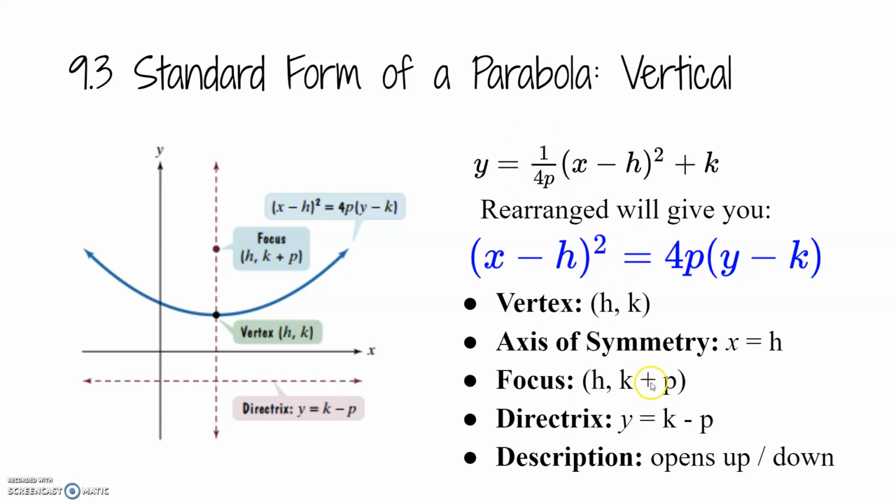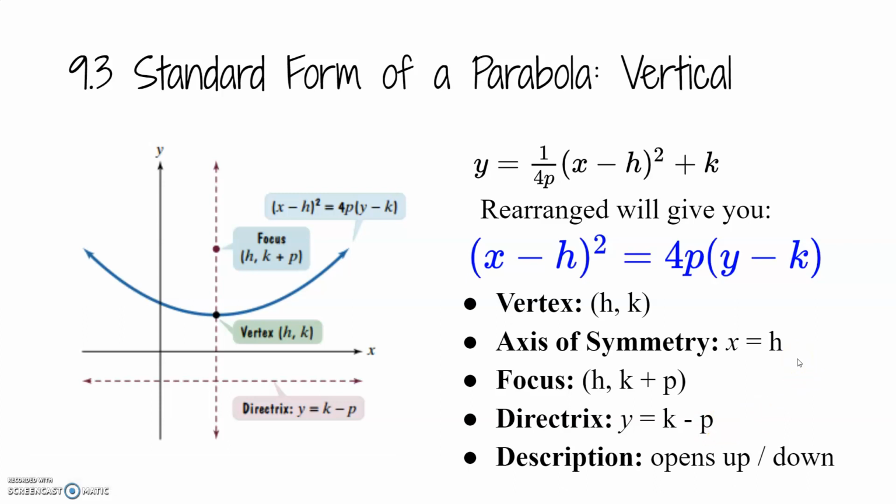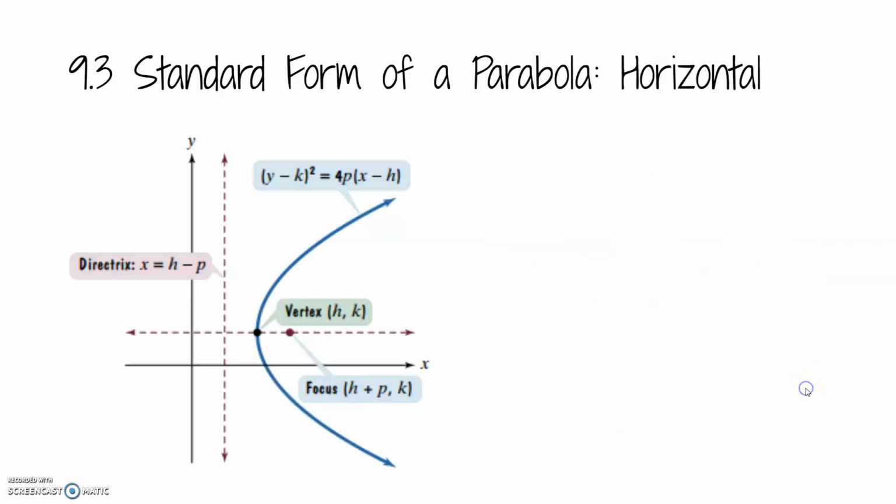So even though we're adding and subtracting here, keep in mind we might be adding a negative value to K. We might be subtracting a negative value to K in those two equations. So it all comes down to the value of P and if it is positive or negative. And of course, these rules, I'm going to go a little bit quicker for horizontal because they're very similar.